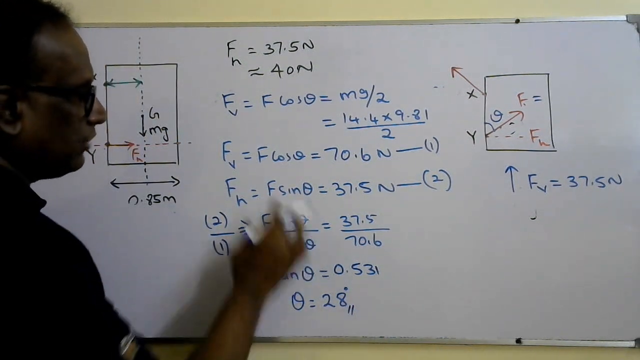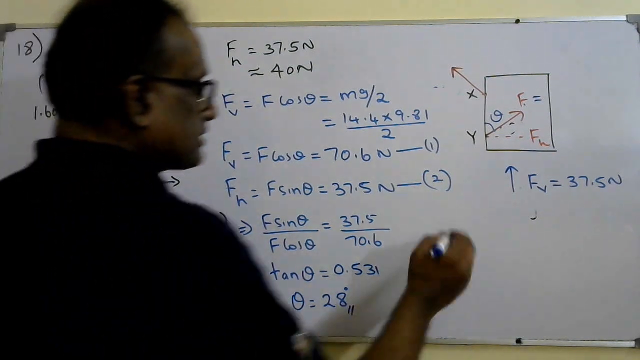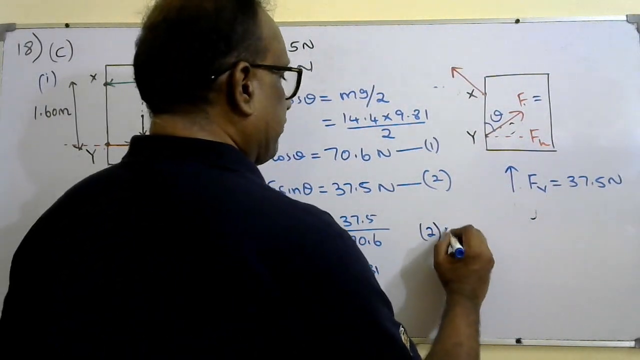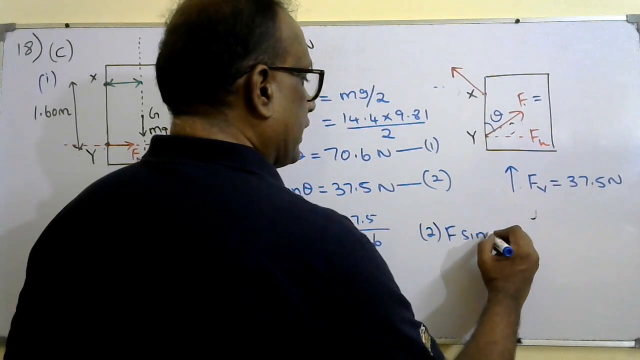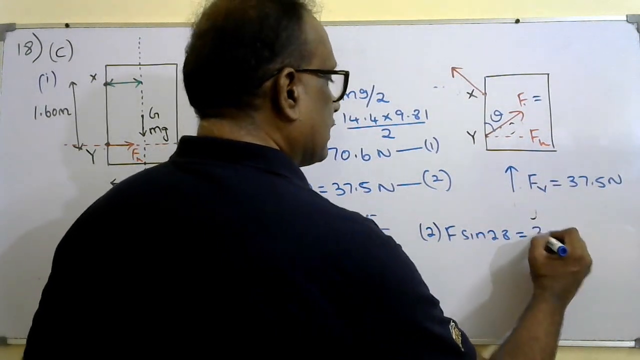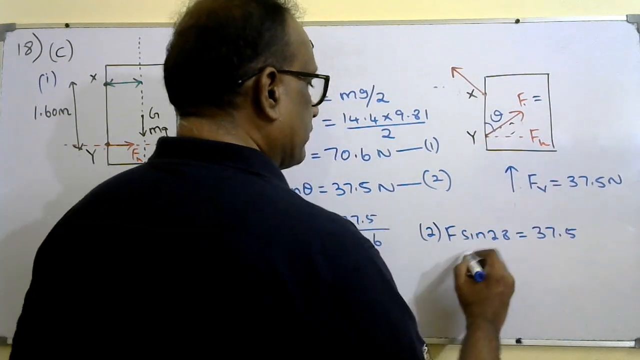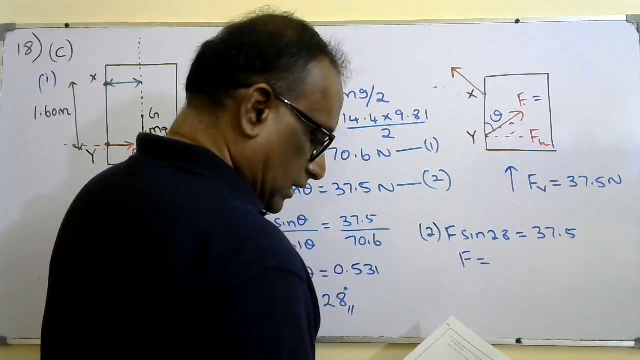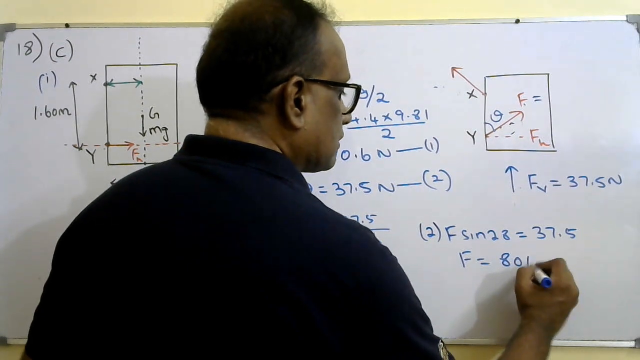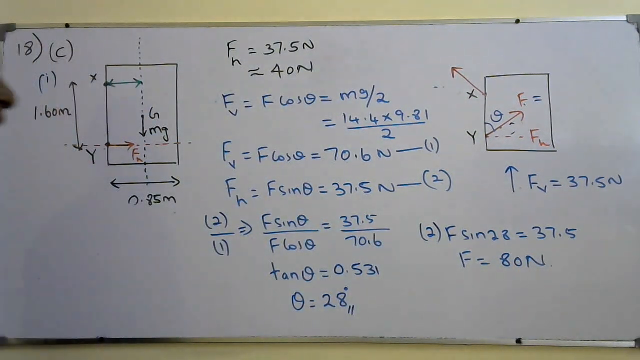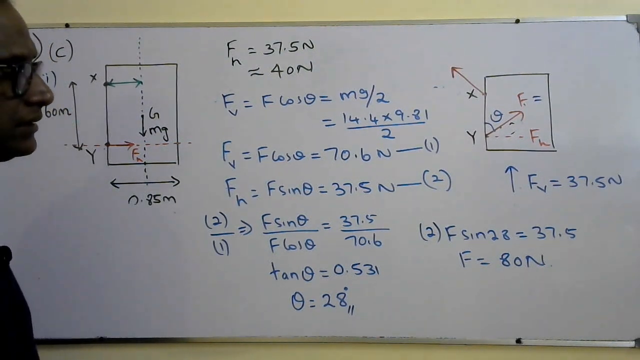Substitute this theta in one of the equations, you will get the F. So if I substitute in the second equation, F sin 28 equal to 37.5. So from that find the F, you will get 80 Newton. That is one method. Right, second method.